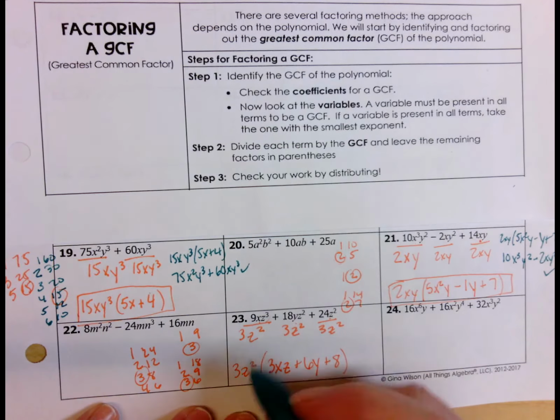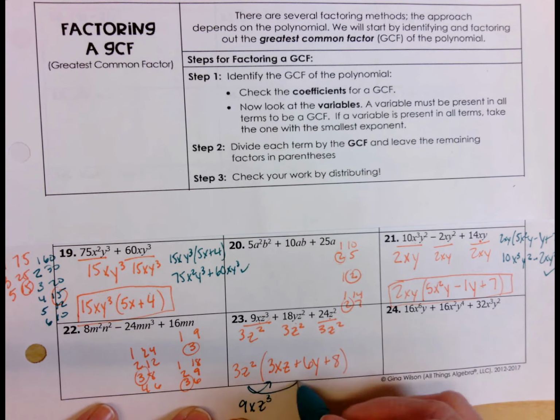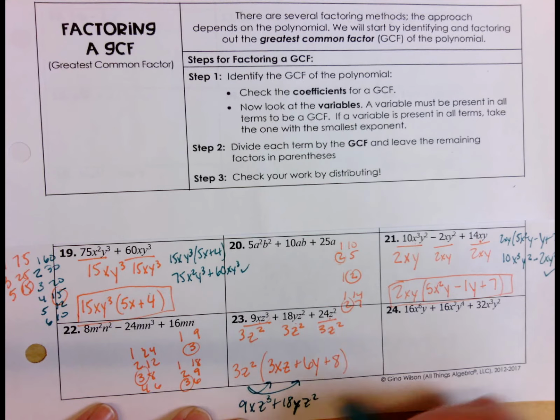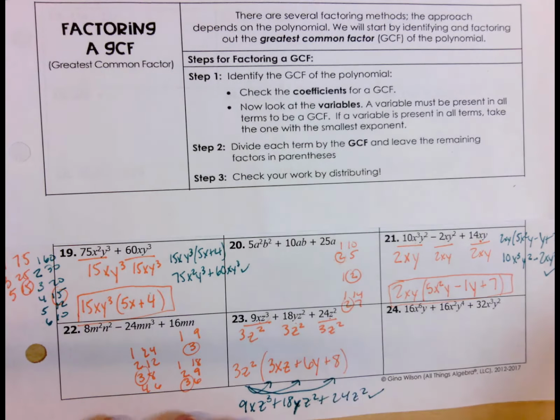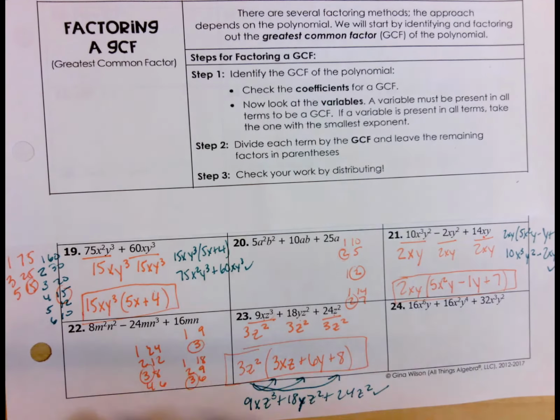So we check ourselves. 3 times 3, 9xz cubed plus 18yz squared and 24z squared. And that is what we started with. So our final answer on this one is going to look just like this.